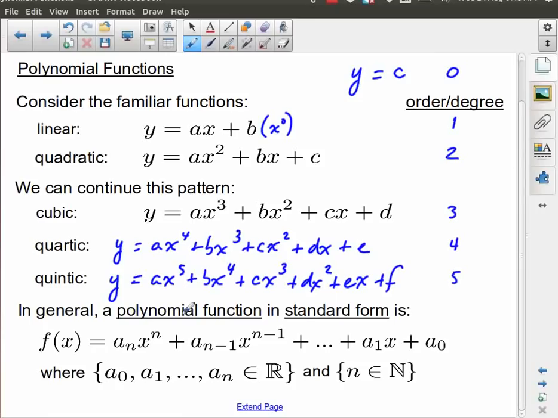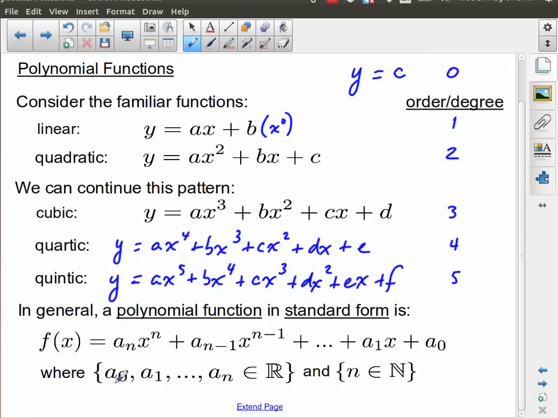So in general, any polynomial function can be represented in a standard form, and this is that generic way of representing any polynomial function, whether it's a constant or whether it's linear or whether it's a quintic order 5 or even higher orders than that. And you can see that I've got this generic notation, and I also am using some set notation similar to what we've done with domain and range, so that I can define some different elements.